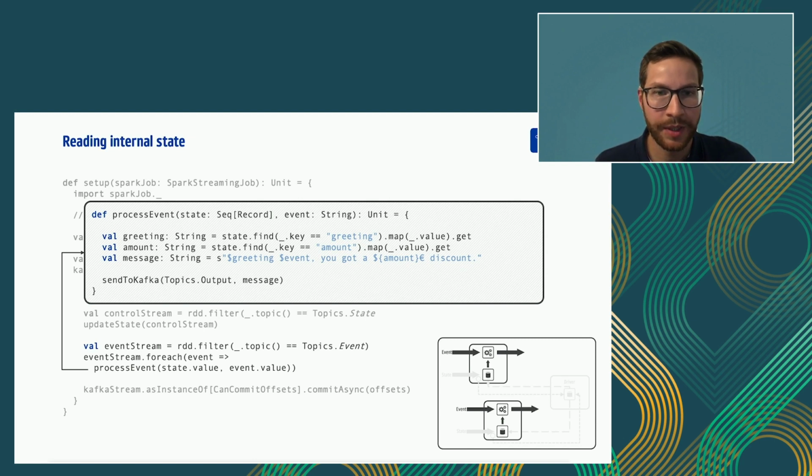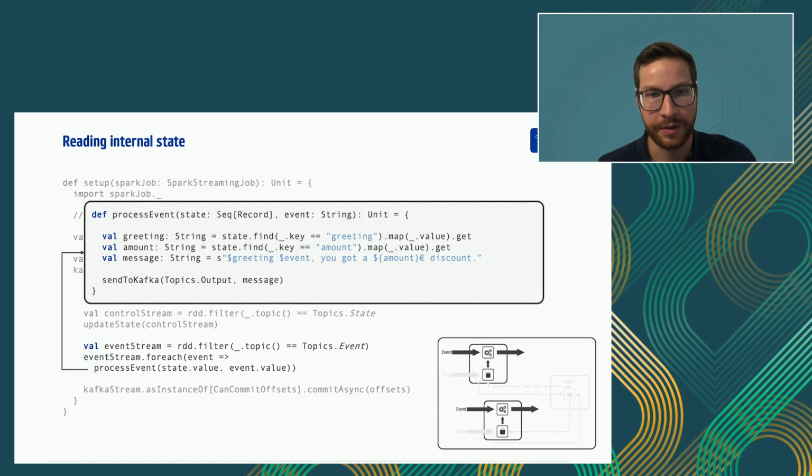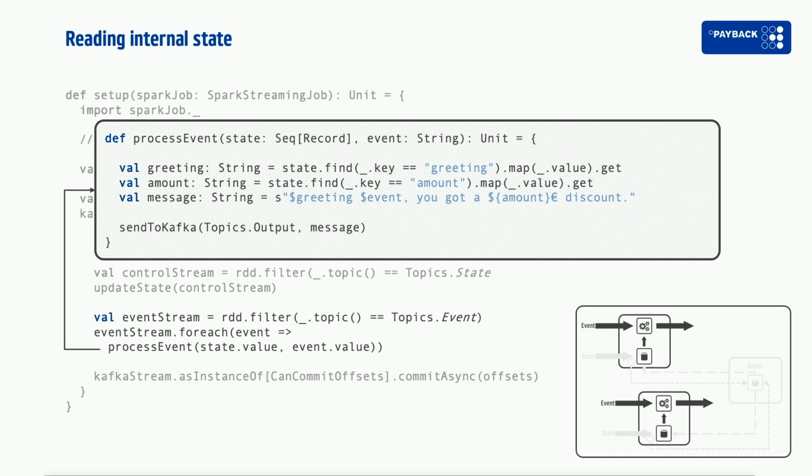So let's assume in our example with the records A, B, C, D, which we read before and are now storing in our internal state, that they are not just A, B, C, D, but rather key value pairs. So let's say one of them says greeting equals hello, and another record says amount equals 5. Then each time we receive a new purchase transaction, we can send out a message with the greeting and the amount which we queried from our internal state. So let's say we get a purchase from Lisa, we then send out a message saying, hello Lisa, you got a €5 discount.